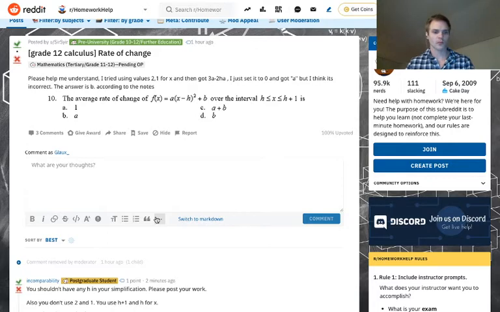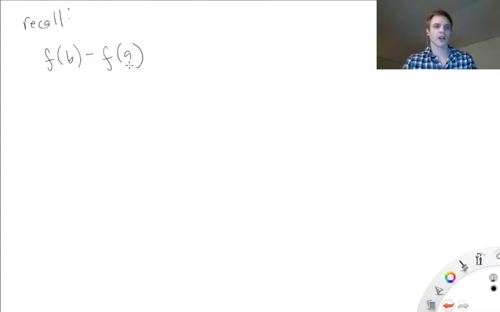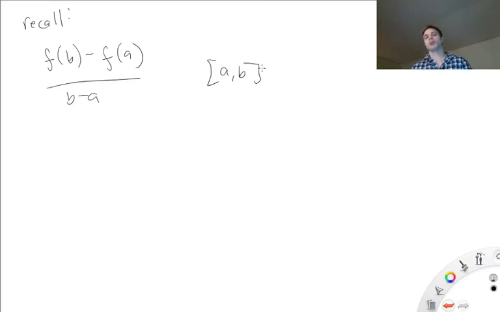And let's just quickly recall that the average rate of change is equal to f of b minus f of a over b minus a for some interval from a to b. So if we have an interval from a to b, then our average rate of change over that interval is given by this f of b minus f of a all over b minus a.